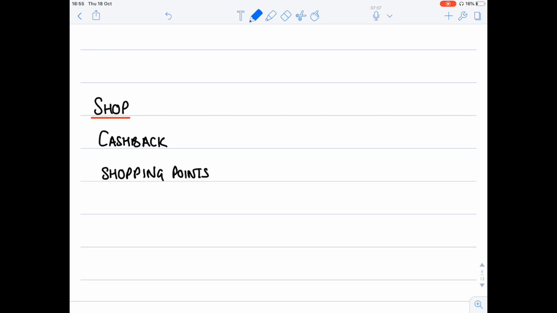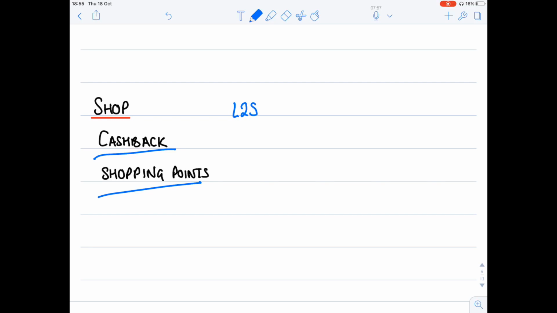Every time we shop, there's two things that we get. One is cashback and the other is shopping points. And this is every time we shop at the thousands of merchants that are all around the world with Cashback World. And there's many more joining us all the time. Each merchant will have a different cashback amount, different shopping points amount. So let me give you an example of Love to Shop.